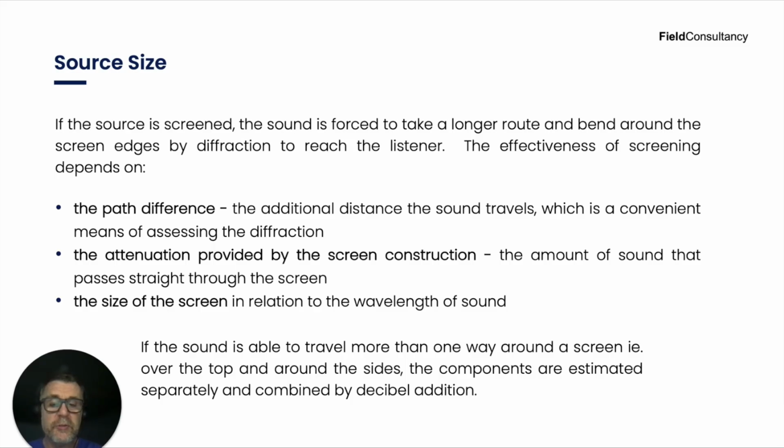If the sound is able to travel more than one way around a screen, so over the top of the screen and around the sides of the screen, the components of sound reduction are estimated separately and then are combined by decibel addition. Let's look at the critical considerations of barriers.